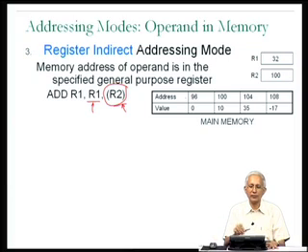So, let us suppose that I have this instruction and I have a situation where R1 currently contains the value 32, R2 currently contains the value 100. So, what then is the meaning of this?